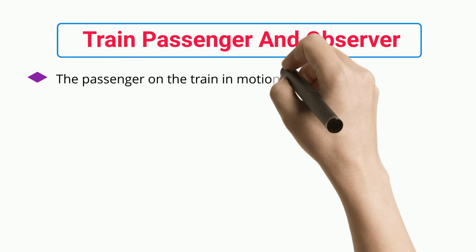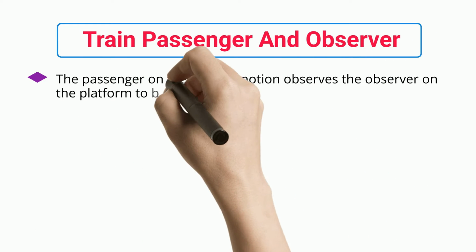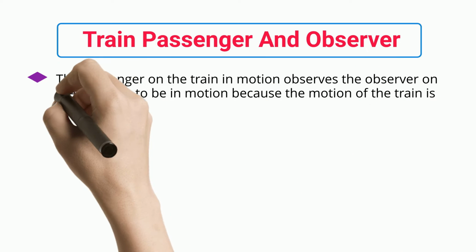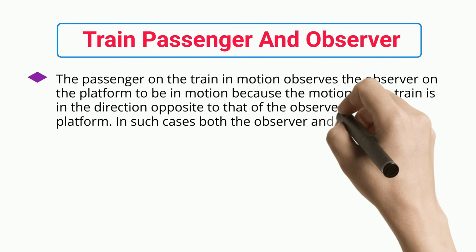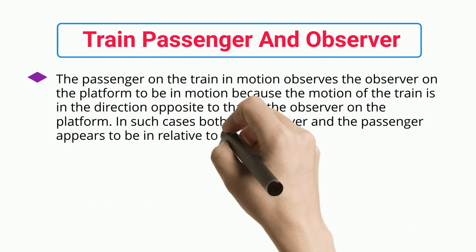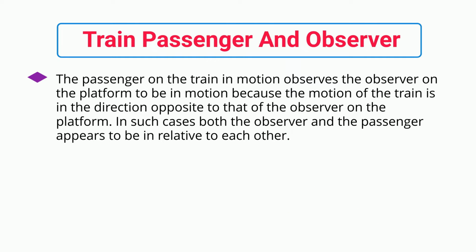The passenger on the train in motion observes the observer on the platform to be in motion because the motion of the train is in the direction opposite to that of the observer on the platform. In such cases, both the observer and the passenger appear to be in motion relative to each other.